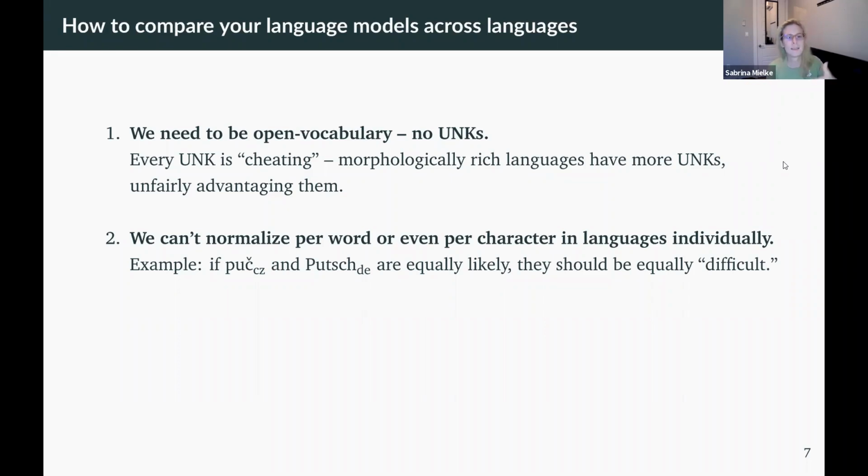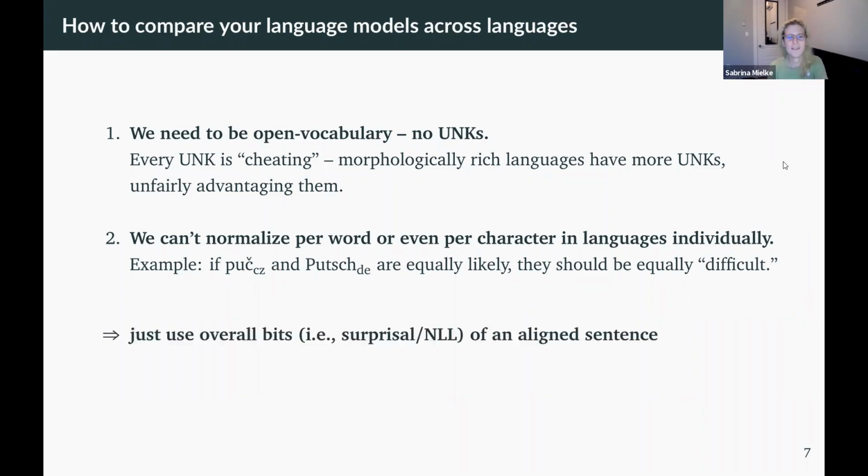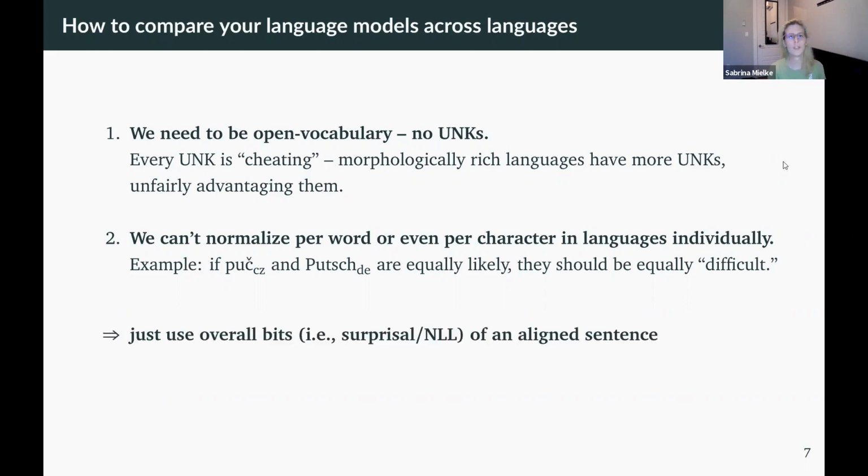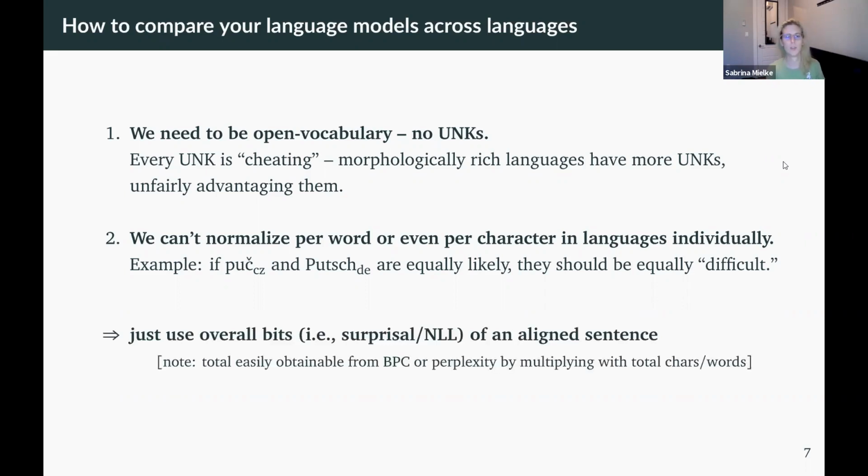But if we normalized per character, then German would look a lot easier because there are a lot more characters to spread your uncertainty over. And so that's why we just need to take the sum of it all. How much information is contained in the entire sentence? What is the probability of the entire cross-linguistically aligned utterance? So we can do that with our setup. That's not too bad. Just need to make sure to be aware of that.